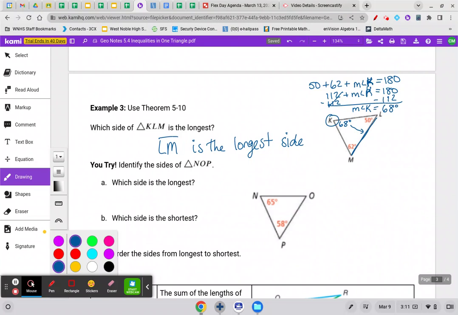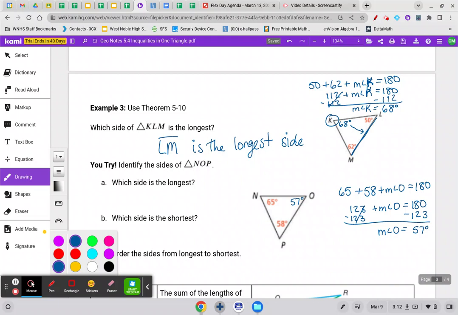So now we're going to identify the side lengths of NOP based on smallest, medium, and biggest. First of all, though, we need to find the measure of angle O. Same thing, do the math. 65 plus 58 plus the measure of angle O has to equal 180. We solve. Oh, this was supposed to be a you try. Hopefully you had paused. If not, pause now and try to finish it. So the measure of angle O should equal 57 degrees.